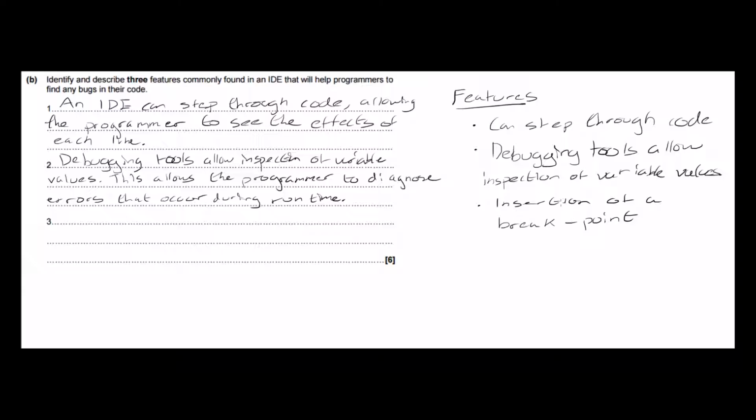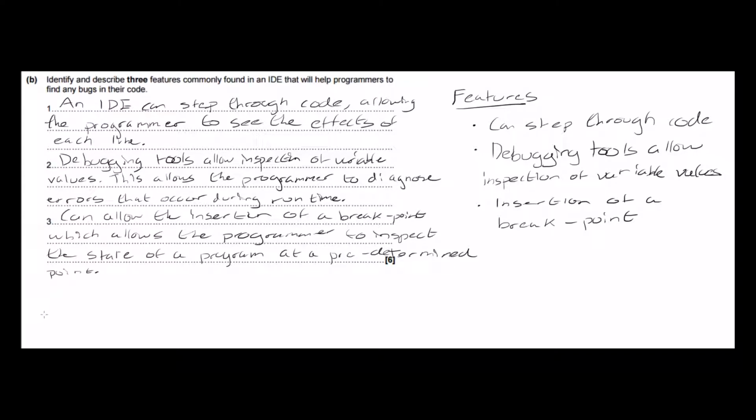Our last feature then is the insertion of a breakpoint. And this allows the programmer to run the program as normal, but then have the program stopped at a predetermined time to see what the value of individual variables, for example, is at that particular point in time. Okay, so our answer then for part 3 is that an IDE can allow the programmer to insert a breakpoint, which allows the programmer to inspect the state of a program at a predetermined point in that program.